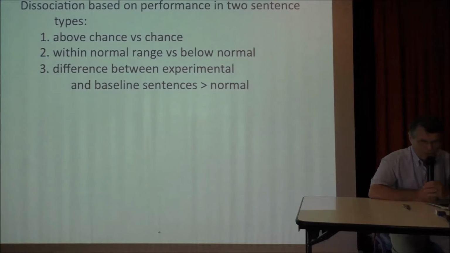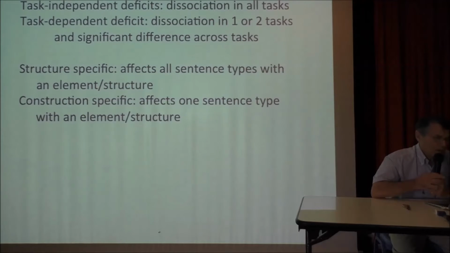And you might want to know how you decide that something is normal. You apply the Crawford criteria for deciding that a patient is normal. Okay, so now how do you go from that to a deficit? Well, a task-independent deficit would show up as a dissociation by one of these two criteria between a baseline and experimental sentence on all tasks.